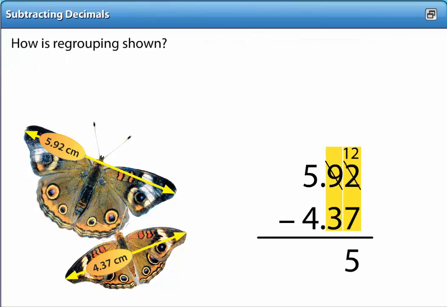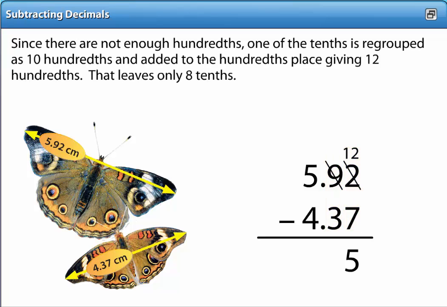How is regrouping shown? Since there are not enough hundredths, one of the tenths is regrouped as 10 hundredths and added to the hundredths place, giving 12 hundredths. That leaves only 8 tenths.